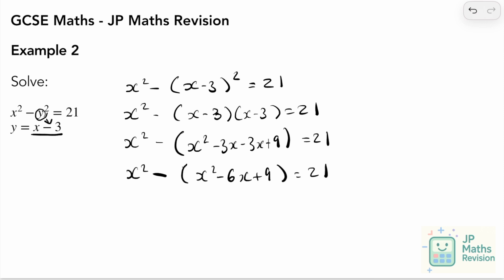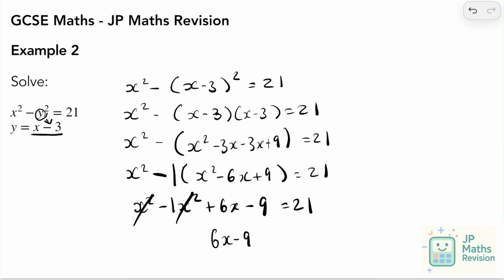Now, this minus applies to the whole thing, so we're minusing the whole thing. It's kind of like having an invisible minus 1 there. So if we expand that out, it's x squared minus 1x squared plus 6x minus 9 equals 21. Simplifying the left-hand side, we find that the x squared terms cancel. So I end up with 6x minus 9 equals 21. Now I add 9 to both sides, so 6x equals 30, and therefore x equals 5.